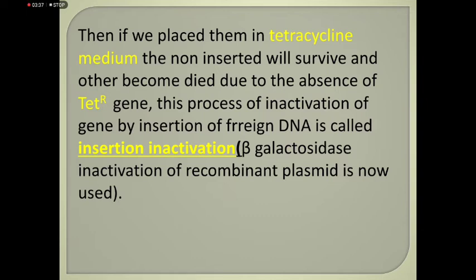That means the process of inactivation of a gene by inserting foreign DNA is called insertional inactivation. In this case, we remove the tetracycline gene and insert a foreign gene here, so that the tetracycline gene gets inactivated and it activates a foreign gene in that plasmid. Here we can say that it is an insertion inactivation. Beta-galactosidase inactivation of recombinant plasmid is now used.